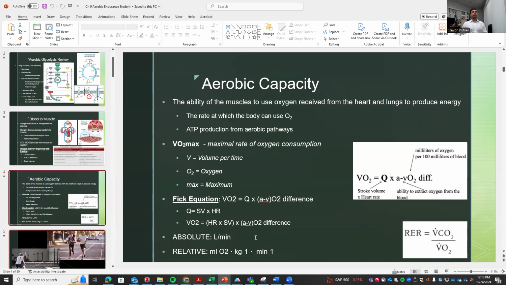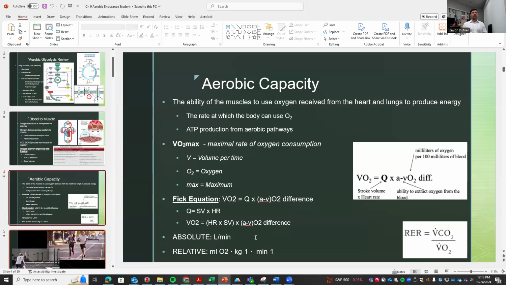Will it get better with aerobic training? Absolutely. But like the analogy that I've used before, Shaquille O'Neal, of course, is going to have an extremely high absolute VO2 max because he's really, really big. So he's going to consume lots of oxygen because he has lots of metabolic tissue.